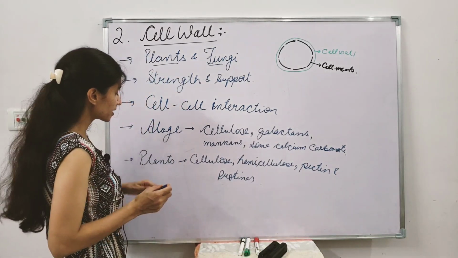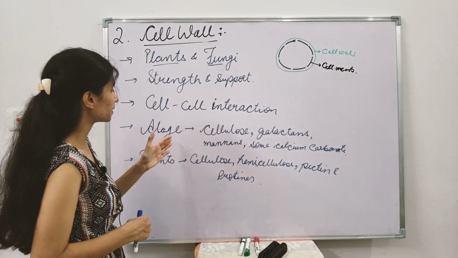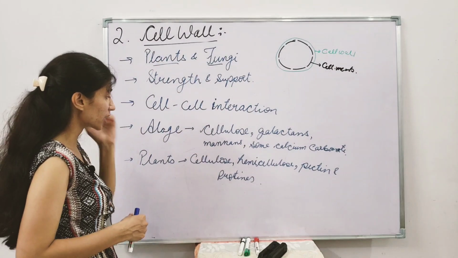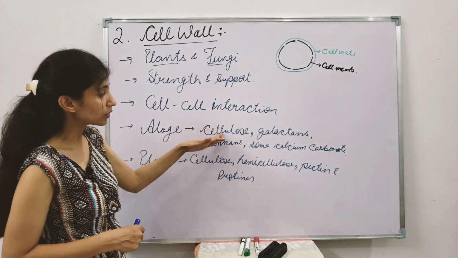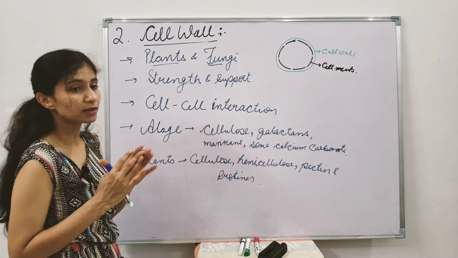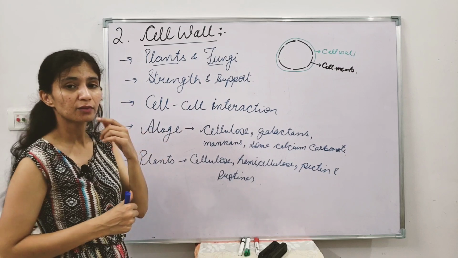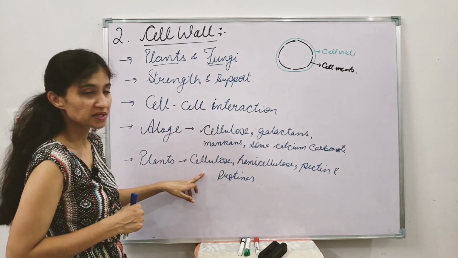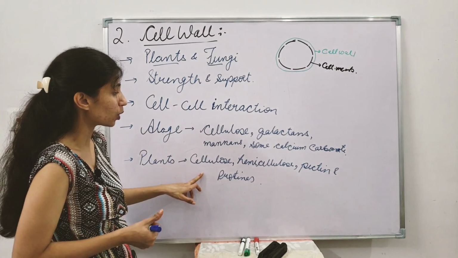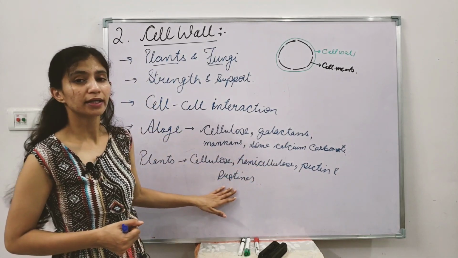So we have all these things if you just look at the compounds present in the cell wall of algae and plants, which means the plants and fungi. Algae have cellulose, galactans, mannose, and some calcium carbonate, but the same is not the case with plants. Plants and algae only share one common compound, cellulose, which is present in both of their cell walls. Plants also contain hemicellulose, pectin, and proteins.